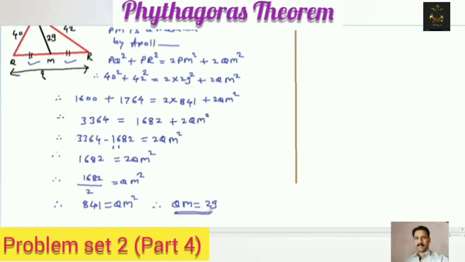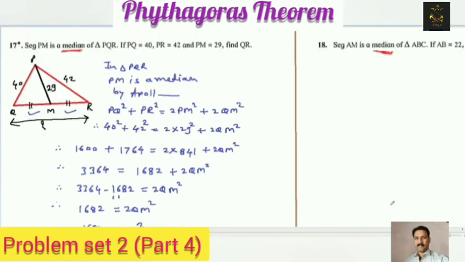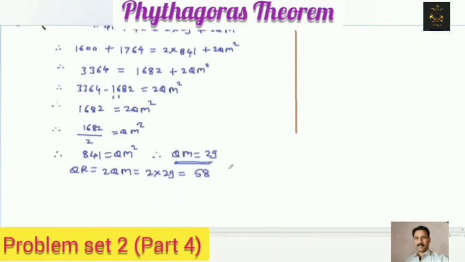But it is not our final answer. We need QR. So QR is nothing but twice of QM. So 2 into 29, this is nothing but 58. Is there centimeter or anything? No, just write units only. Like this we can find this is the QR. Understand friends?